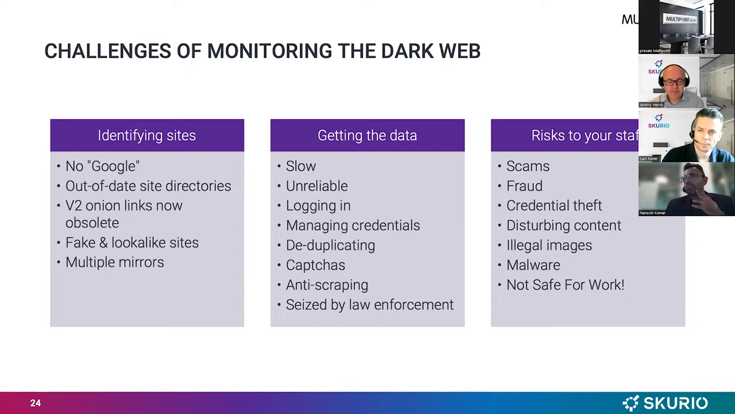You almost have to start from scratch in terms of understanding what the new sites out there are. There are lots of fake sites. There are lots of sites designed to look like popular markets. One of the challenges with the onion URLs is they're very long. They're basically a hash. So it's very hard to spot a fake site, which can be used to phish your credentials and maybe steal your Bitcoin.